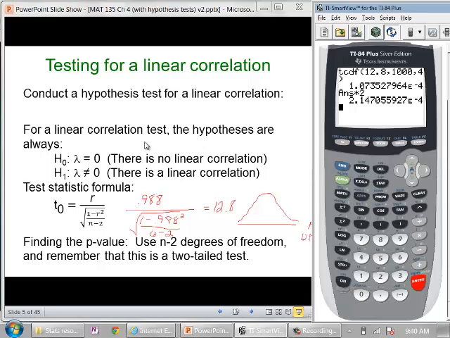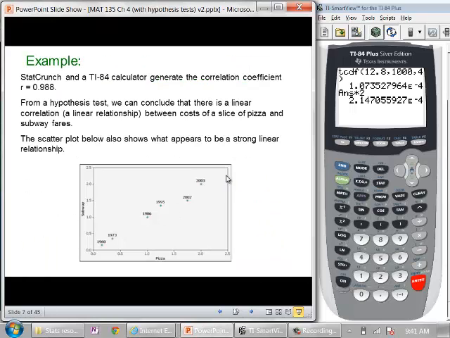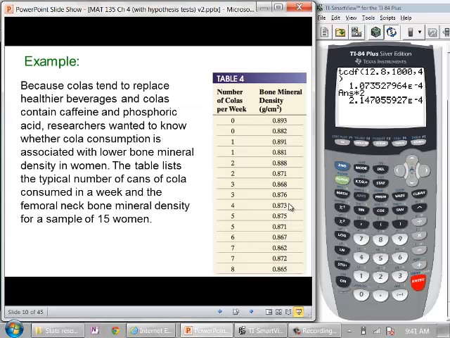So again, in these, the claim is always going to be basically that there is a linear correlation, and if we end up with a positive test result, that means there's enough evidence to support that there is a linear correlation. If we ended up with a negative conclusion, that would say there's not enough evidence to show that there's a linear correlation. And here we can also look at our scatter plot. This was our 6 data points, and it does look like they're in a fairly straight line pattern.